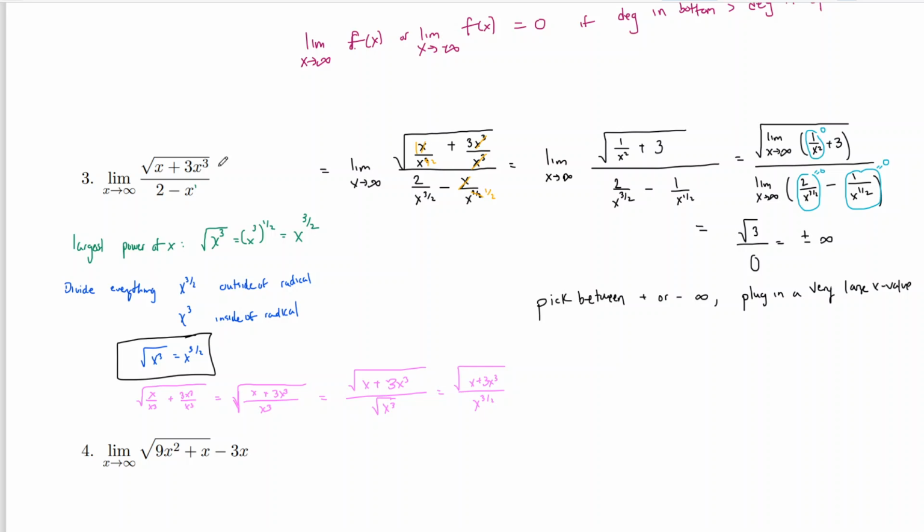To our original here. And if we plug in a really large x value, if it's positive, then it's going to be positive infinity. If we plug in negative, it's going to be negative infinity. So let's go ahead and figure that out.